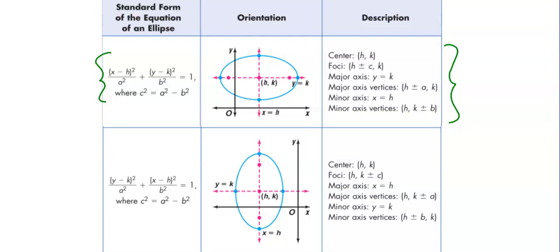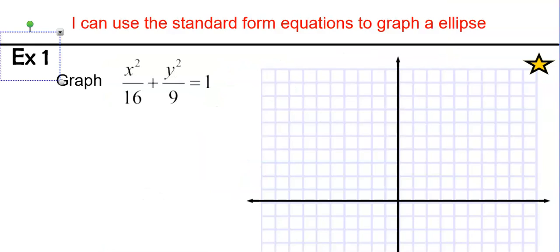But then things change a little bit if we have a vertical ellipse. So if our bigger number is underneath, like right here, A is our bigger number. If A is underneath our Y, things change a little bit. The major things that change are how we calculate our foci, how we calculate our major axis vertices, and how we calculate our minor axis vertices. So it's going to change depending on whether we have a horizontal or a vertical ellipse. So let's just dive into an example.